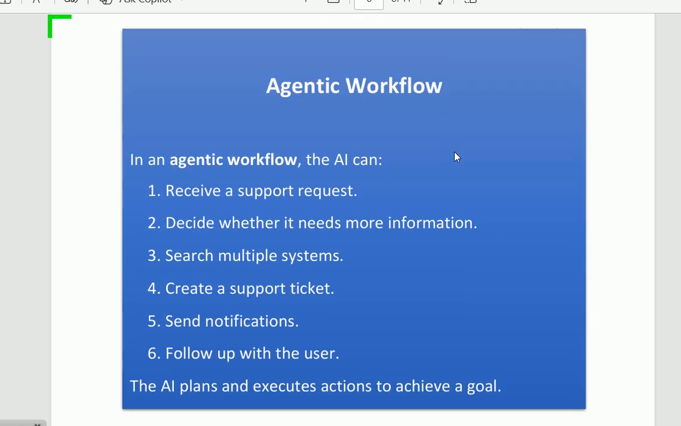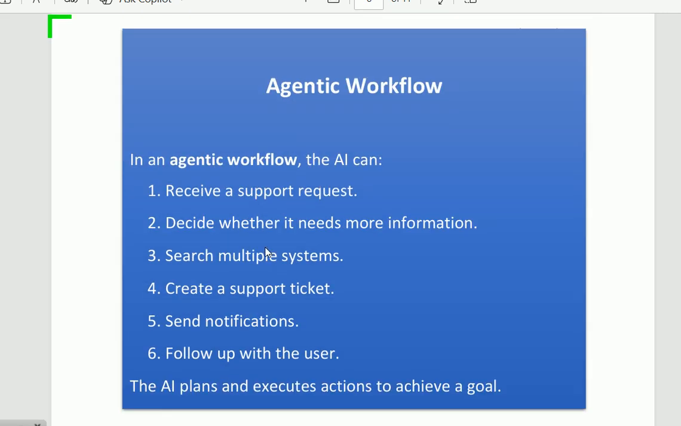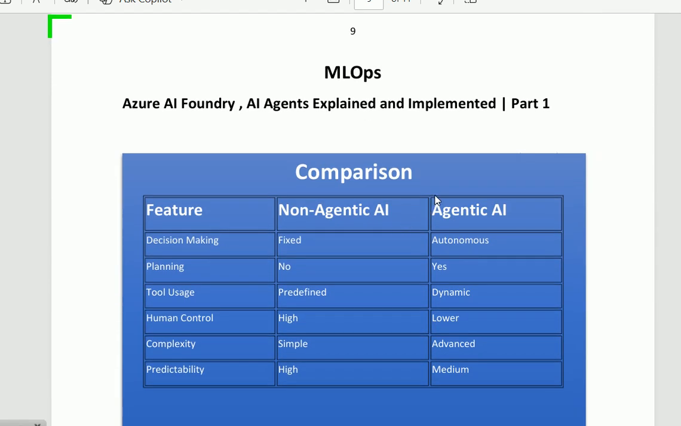So right now, I shall explain agentic workflow. In an agentic workflow, the AI can receive a support request, decide whether it needs more information, search multiple systems, create a support ticket, send notification, and follow up with the user. The AI plans and executes actions to achieve a goal. So this is the difference between the non-agentic workflow and the agentic workflow. I shall also explain in more detail the comparison of the non-agentic and agentic AI.